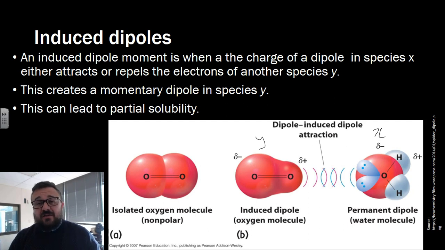And so this can also lead to partial solubility. Oxygen is actually not that soluble, but it is what we call partially soluble. There's a small amount of oxygen dissolved in water. And this is really important because that small amount of oxygen dissolved in water is what gives us life. Without that, there's no life in the ocean. Fish, for example, filter that oxygen out of the water.